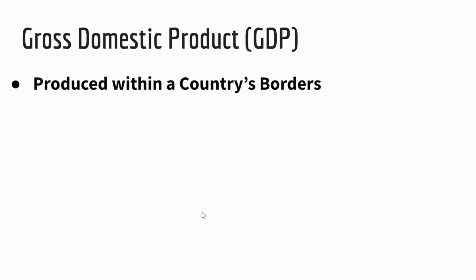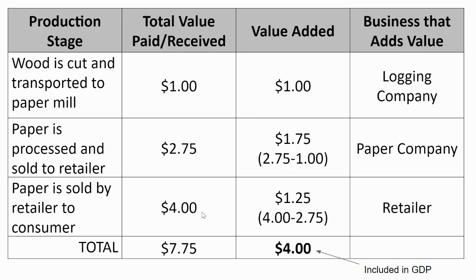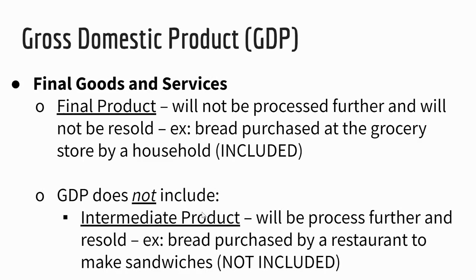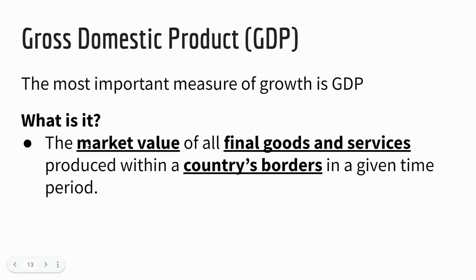So the last part of our original question, if I just jump back really quick, it said the market value of all final goods and services. So again, we talked about market value being the dollar amount. We talked about final goods and services being only that end amount. And then finally, produced within a country's border. And key here too is the produced.